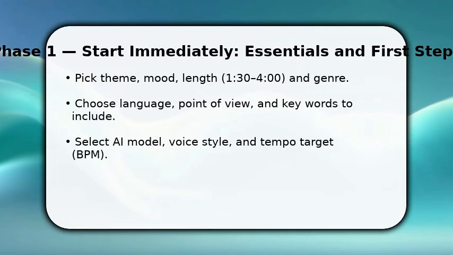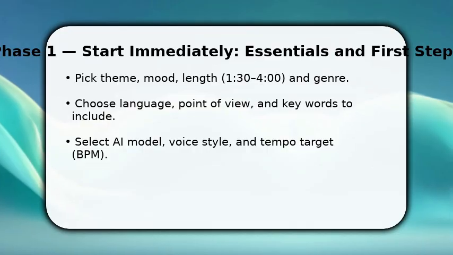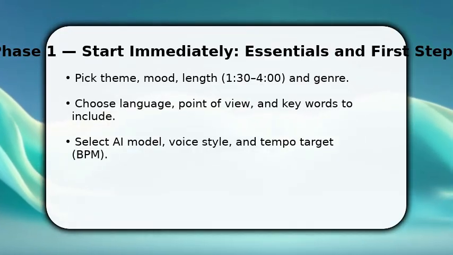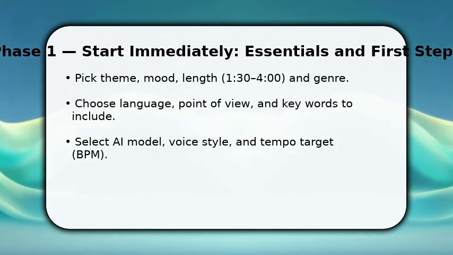Next, pick an AI model and a vocal style or instrument palette. This affects phrasing and timbre. Finally, set tempo or BPM and desired rhyme density. These concrete inputs reduce ambiguity and make the first generated draft usable immediately.